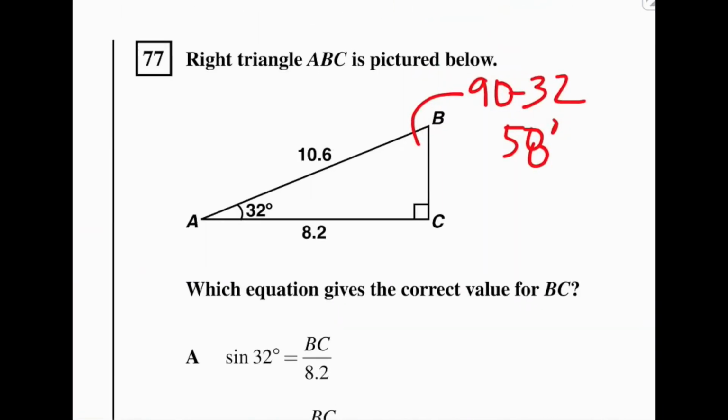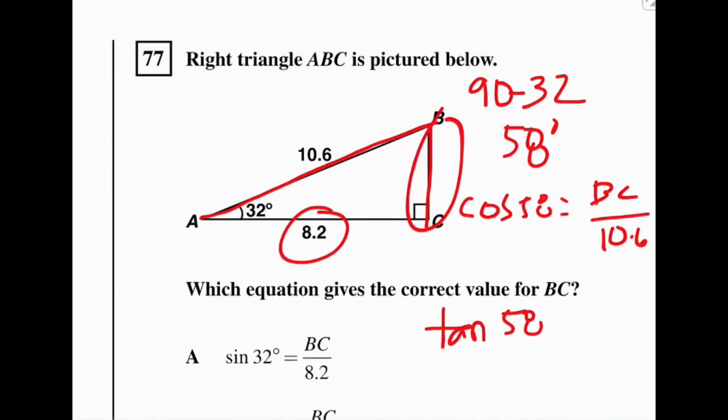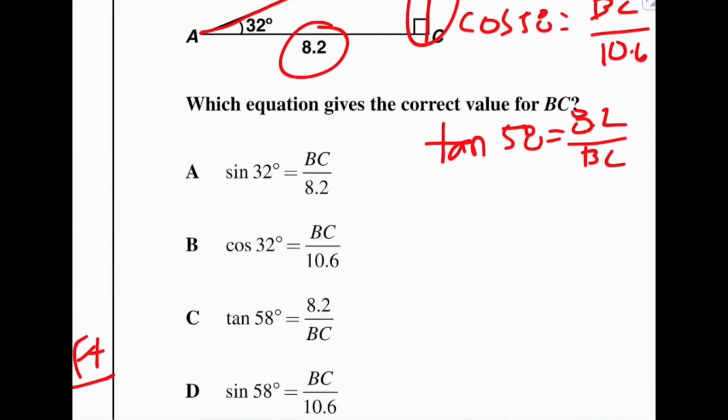So we can say BC and 10.6. So that's adjacent over hypotenuse. So that's cosine. So cosine of 58 can equal BC over the hypotenuse, which is 10.6. Or we can say BC and 8.2, which is tangent of 58 equals opposite over adjacent, 8.2 over BC. So now let's see if either of those match. We don't have cosine of 58, so that's not going to be it. But we do have tangent of 58 equals 8.2 over BC, and that is C.